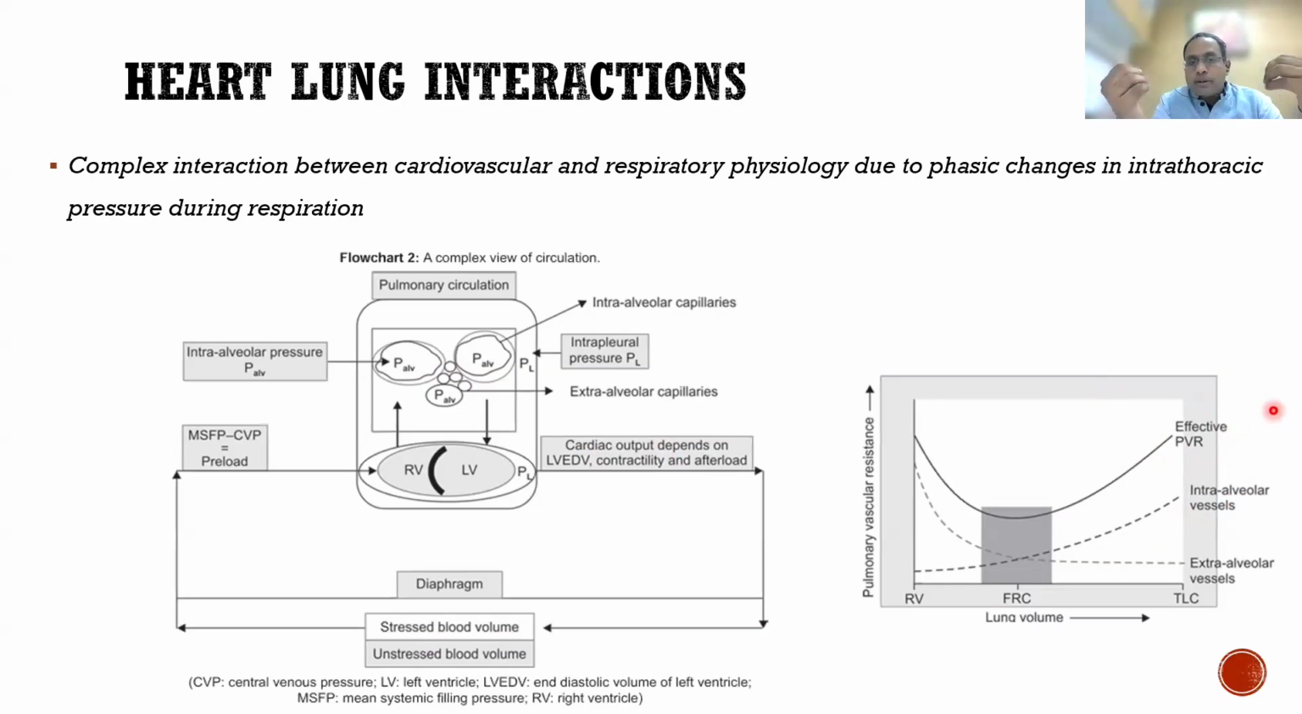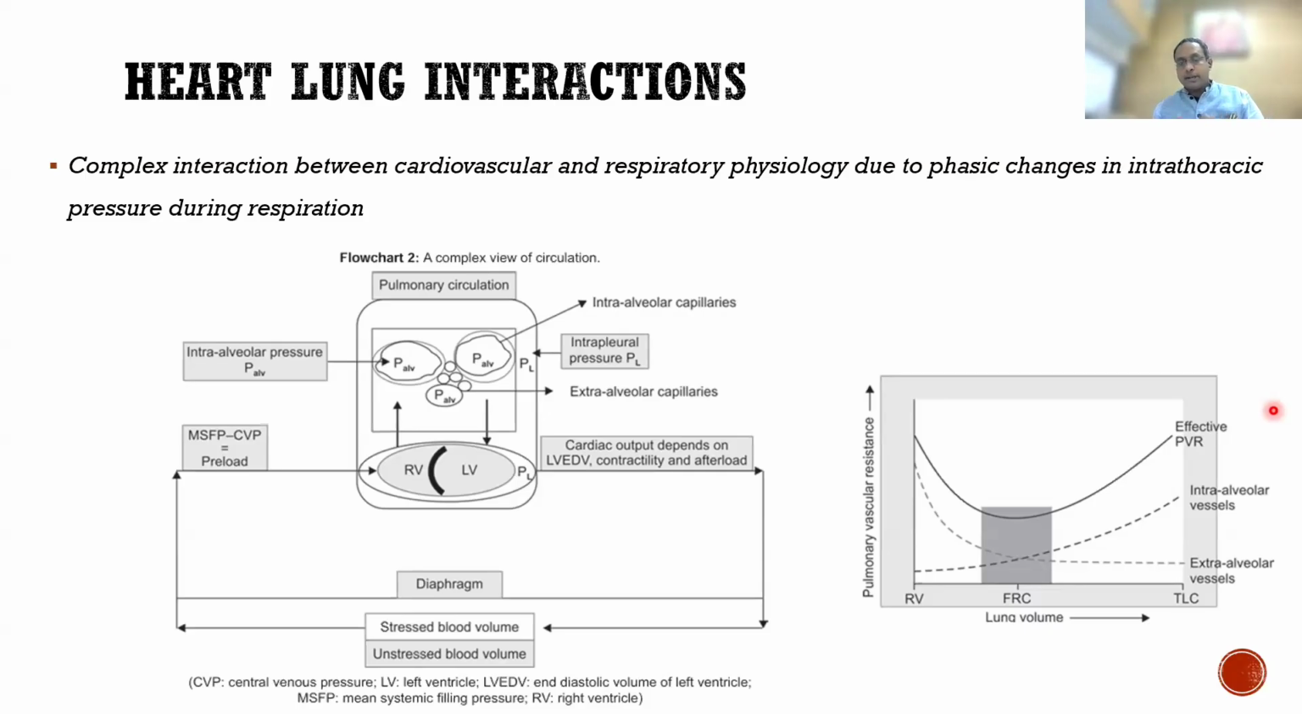And what happens to the intrapleural pressure? It becomes positive. What happens to the intra-alveolar pressure? It becomes positive during inspiration. And what happens to the preload? Because the intrathoracic pressure has become positive, the CVP is increased, and the difference between the mean systemic filling pressure and CVP will decrease. It will lead to a decrease in preload. So with inspiration in positive pressure ventilation, the CVP will increase, the preload will decrease, and the venous return will decrease. What will happen during inspiration?